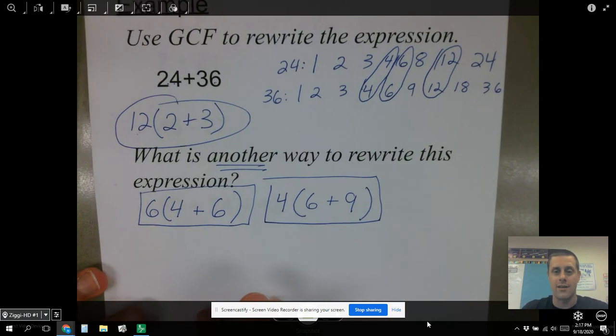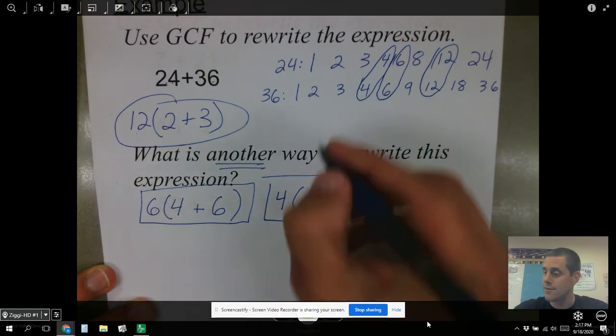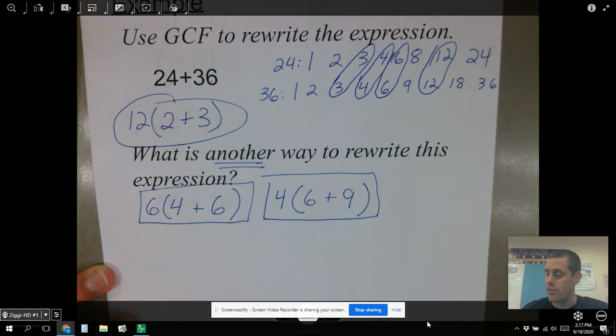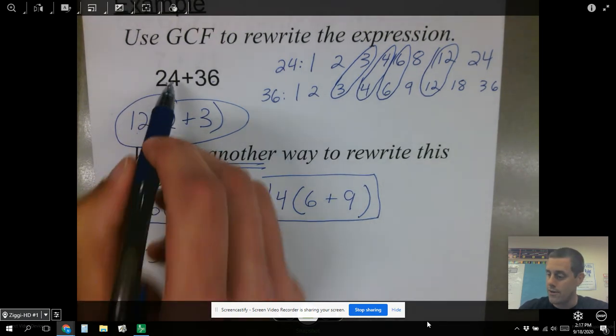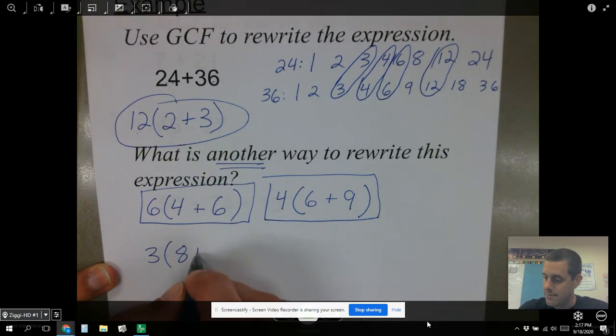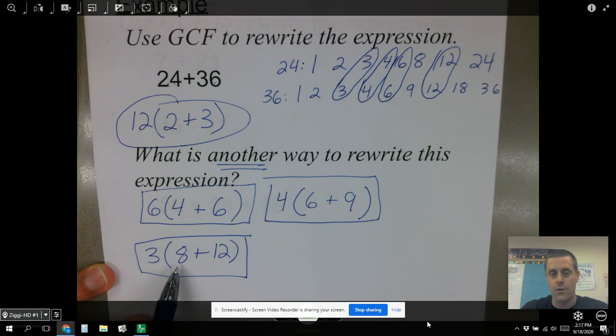4 times the quantity of 6 plus 9. Do you see any more common factors? Yeah, I could factor out a 3. Make 3 your coefficient. When I factor a 3 out, 24 divided by 3 is 8, plus 36 divided by 3 is 12. So there is a fourth way to factor that expression, 3 times the quantity of 8 plus 12.